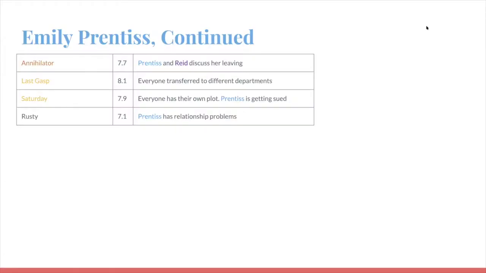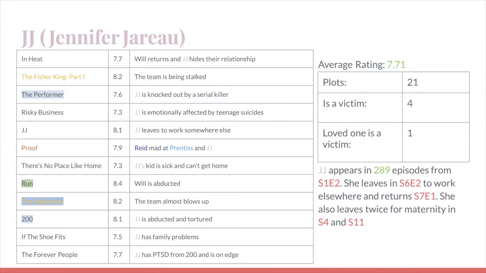And then continuation of Prentice, she's not a victim anymore, but she does get fired briefly, and so there's a plot about that. In Saturday, she's being sued, and then the last episode about her is Frosty when she has relationship problems. So moving on to JJ, her average rating is 7.7.